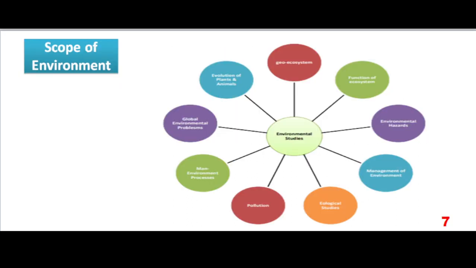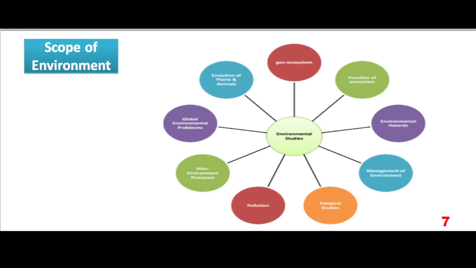Then the scope of environment. The scope of a subject defines the extent, boundaries, and range of topics covered within a field of study. It includes key themes, the level of detail, practical applications, historical and future perspectives, and methodologies used.